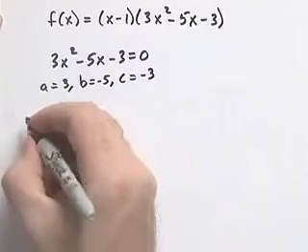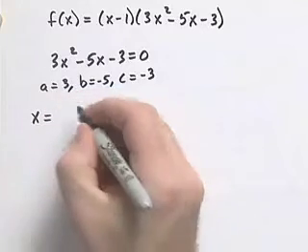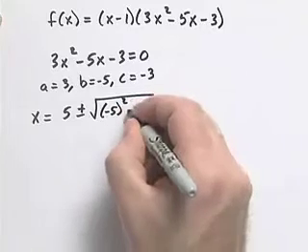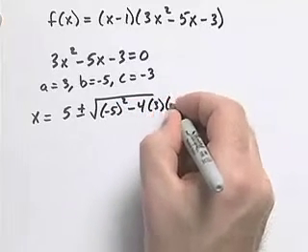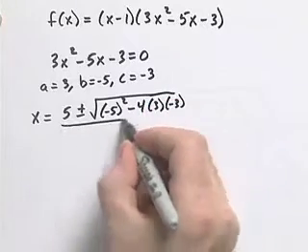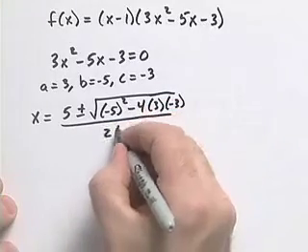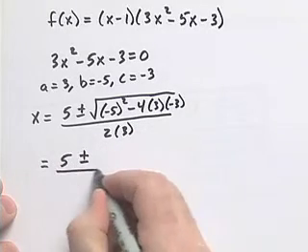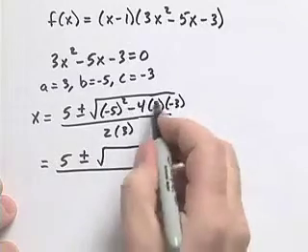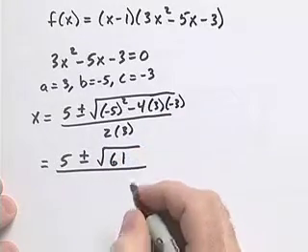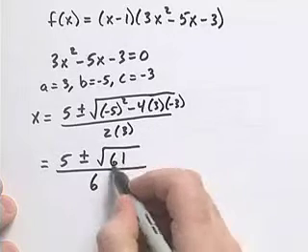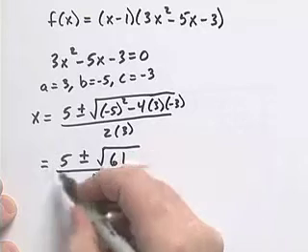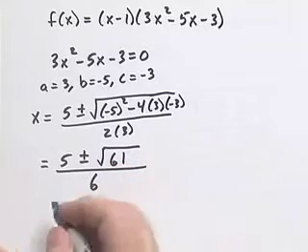If we plug these values into the quadratic formula, we'll get x is equal to 5 plus or minus the square root, negative 5 squared, minus 4 times 3 times negative 3, and all of that is going to be over 2 times 3. It gives us 5 plus or minus square root. Now if we work out what we get on the inside, it turns out to be 61. And our denominator here is 6. Since 61 is not a perfect square, there's no way we can reduce this, and there's no perfect square factors of 61, and these are our two remaining zeros.